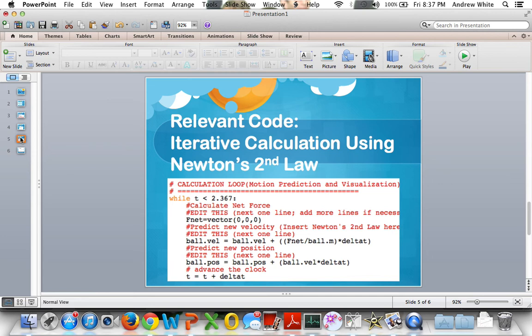During the duration of the observed motion, for each time step, the model updated the marble's velocity using Newton's second law, the object's position using the definition of average velocity, and the time at which all of this is being observed. The net force vector in the calculation loop is set equal to zero in order to mimic the net force on the marble observed in the video.